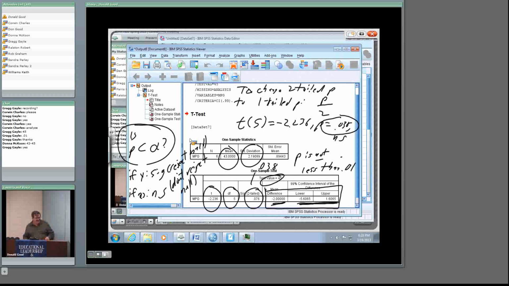Okay, let's do a couple more examples the easy way. Alpha is preset. I'm testing this at the 0.05 level of significance. We determine what alpha is up front. The p-value is what we get on the end.